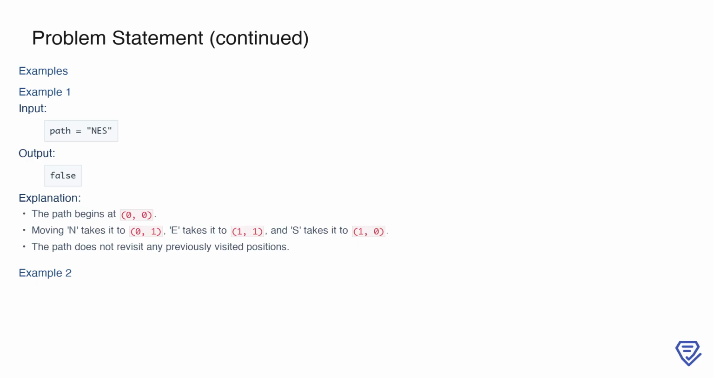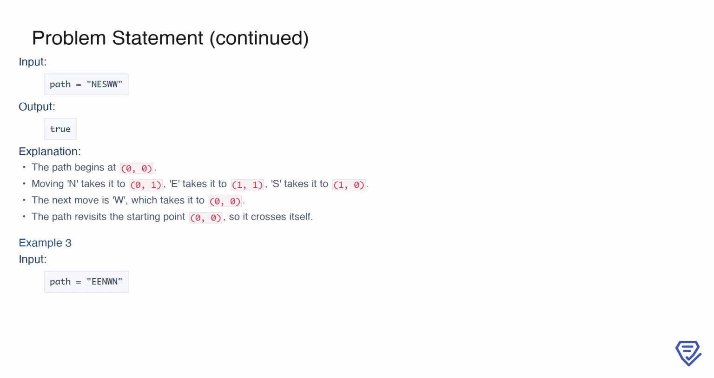In the first example, the input is path equals NES. The path starts at the origin, (0, 0). The first move, N, takes it to (0, 1), followed by E, which moves it to (1, 1), and then S, which brings it to (1, 0). At no point does the path revisit a position it has already been to, so the output is false. This indicates that the path does not cross itself.